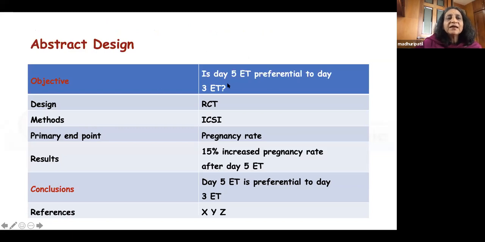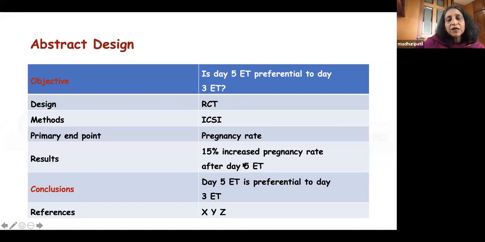So for example, I have given you here, if you want to study whether day 5 embryo transfer is preferable to day 3 embryo transfer. So you have to write what type of design, and it has to be an RCT. Then because you should not have any confounding factors, you should not do a few IVF and a few ICSI, so you should do all ICSI. The primary endpoint should be the pregnancy rate, and then you have to publish your results. So here we can see that probably there was a 15% increase in the pregnancy rates after a day 5 embryo transfer was done.